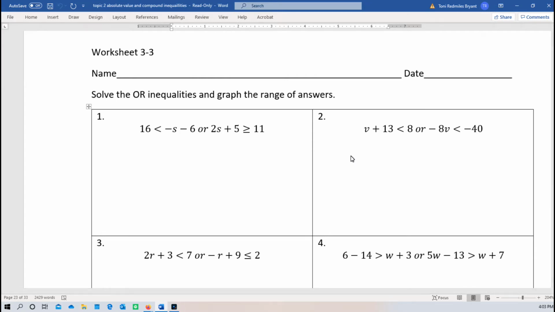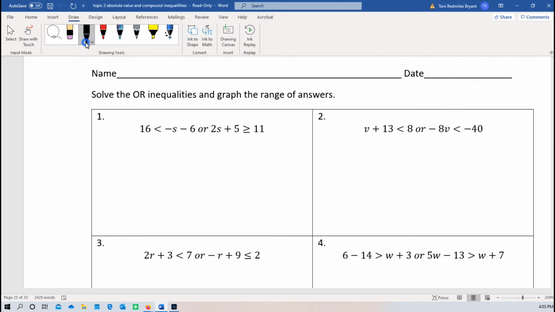Right, this worksheet is for the class Discovering Algebra 1, Part 1, and in this video we're going to be working with some OR compound inequalities. So in this one we have two distinct ranges that x can be, okay? In this type of equation, you work each possibility out separately.